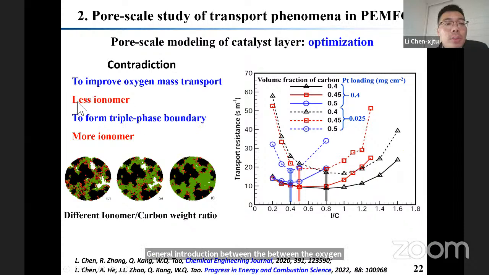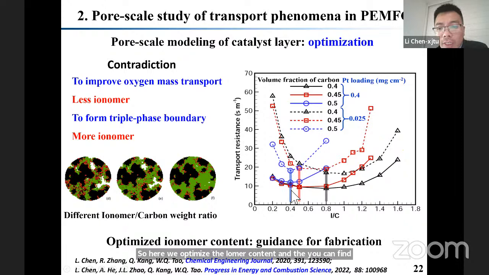If you want to improve the oxygen mass transport, less ionomer is required because the diffusivity of oxygen in ionomer is very low, right? It's very small. But we also need more ionomer to form the triple phase boundary. So the ionomer content in the catalyst layer should be optimized. Here we optimize the ionomer content, and you can find that at this point, with the weight ratio between ionomer and carbon of about 0.04, we can get the lowest transport resistance. Such pore-scale modeling results can be helpful for the fabrication of the catalyst layer.